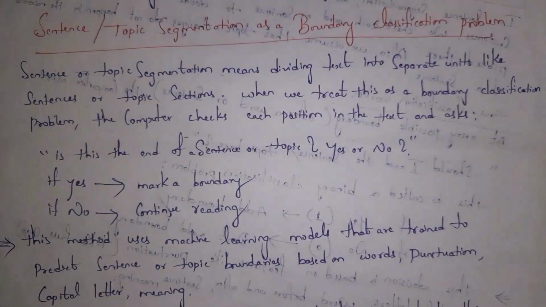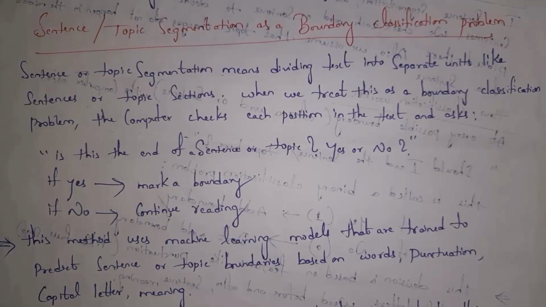Thus in the boundary classification problem, an NLP model will check each position and ask: is this the end of the sentence or topic? If it is the end of a sentence or topic, the NLP model will give the output yes. That is nothing but the NLP model marking a boundary. If it is not the end of the sentence or topic, then the NLP model will continue reading.